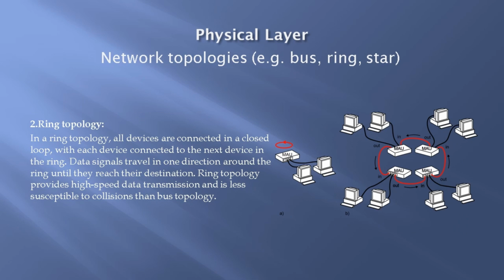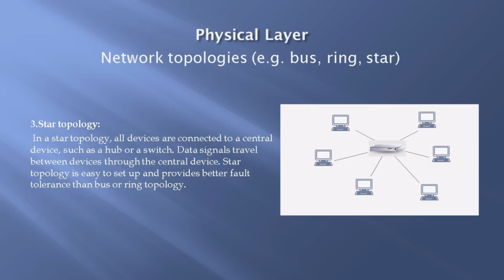2. Ring topology. In a ring topology, all devices are connected in a closed loop, with each device connected to the next device in the ring. Data signals travel in one direction around the ring until they reach their destination. Ring topology provides high-speed data transmission and is less susceptible to collisions than bus topology.